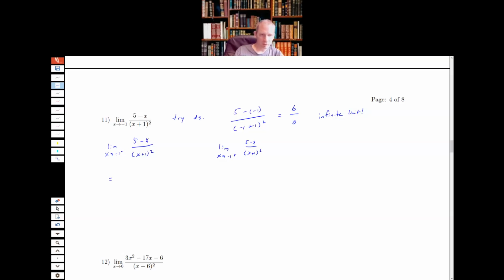Well, in the numerator, if I plug in something close to -1, it'll be 5 plus something close to 1. So it's going to be about 6 or a positive. In the denominator, I'm going to have something close to -1, so I'm going to get close to 0 here. But if we're to the left of -1, when I add 1, it's still going to be negative. However, when I square a negative, it'll be positive. Okay, so I'm going to get a positive infinity.